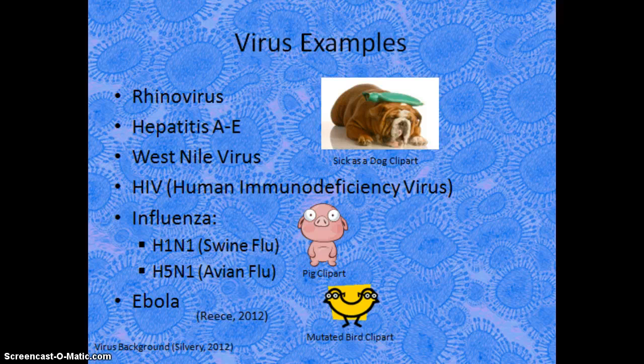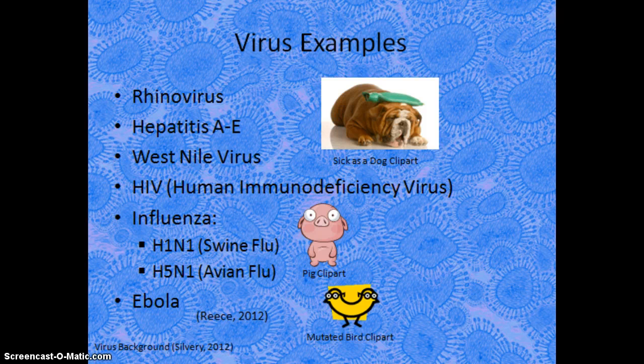And here we see a few examples of viruses out of the countless list of viruses that are available across the world. As I mentioned before, we have rhinovirus and hepatitis A through E, as well as West Nile virus, which can be found in mosquitoes, which are notorious for transferring viruses and other pathogens between humans by sucking blood from one and passing it to another human.